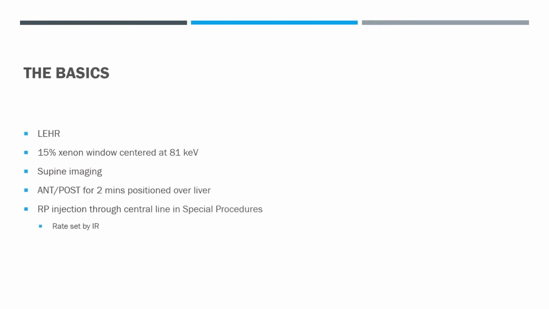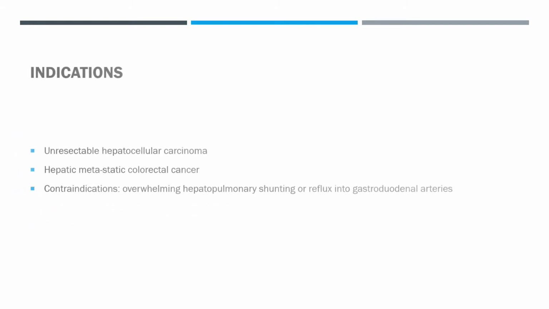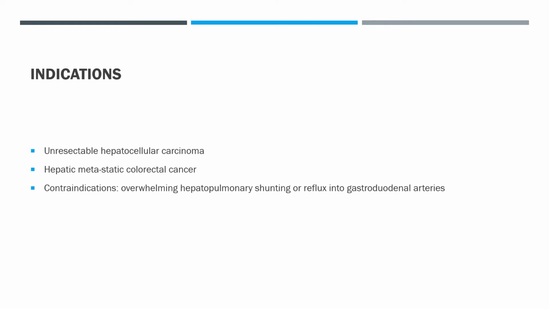And then some indications for this scan would be an unresectable hepatocellular carcinoma or hepatic metastatic colorectal cancer. And some contraindications include overwhelming hepatopulmonary shunting or reflux into the gastroduodenal arteries. And we'll go over why the shunting is important shortly.